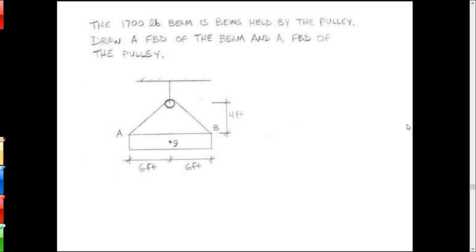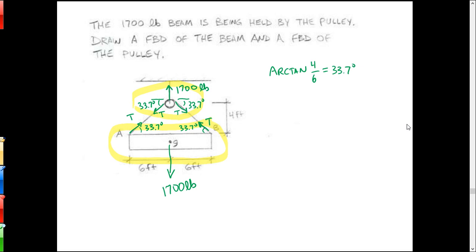All right, here we go. So let's have a look at the free body diagrams. There we go. So I've circled the beam itself, 1,700 pounds down. Those tensile forces pull up. I did the trigonometry and got the angle. And the pulley has the 1 force up and the 2 forces down. Okay, so these pulls in the cable go different directions depending on what it is you're analyzing. If you analyze the beam, they go up. If you analyze the pulley, they pull down.